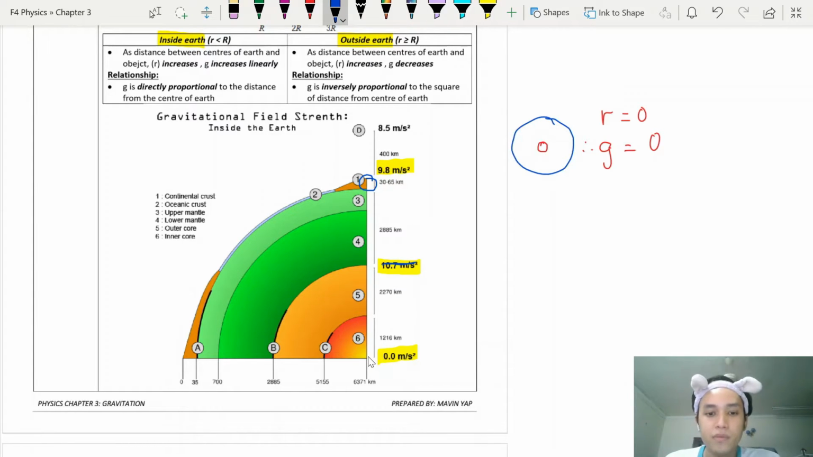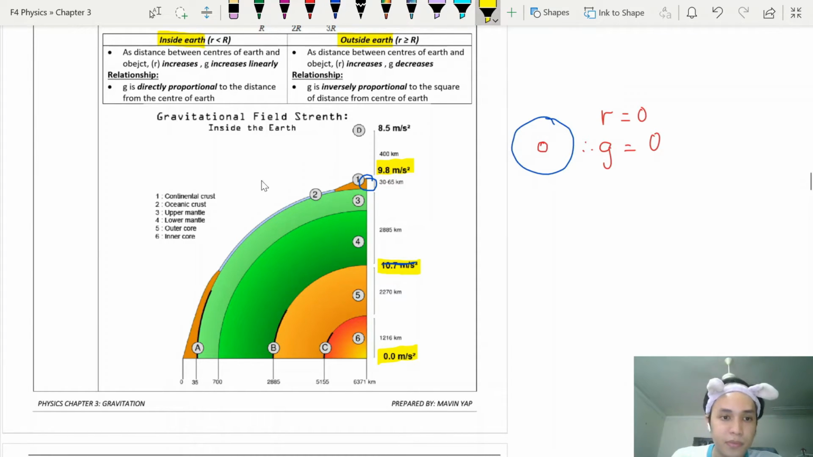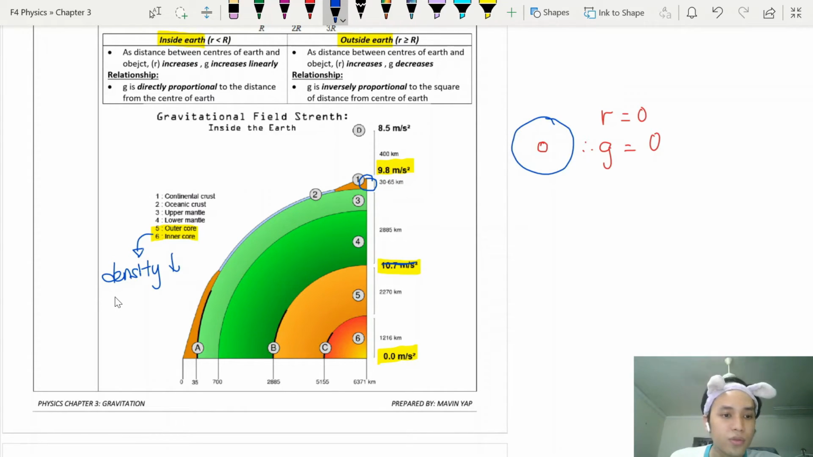Because, number one, inside Earth we need to consider the mass. Now here at your core, what happens to the density of the core? Technically here your density is actually lower, so your mass is actually smaller. Whereas if you compare on the surface here, this is the surface, the density is actually higher compared to the core, so your mass is also higher.